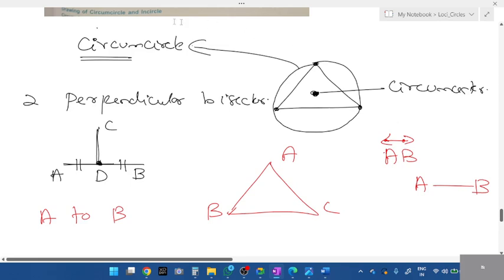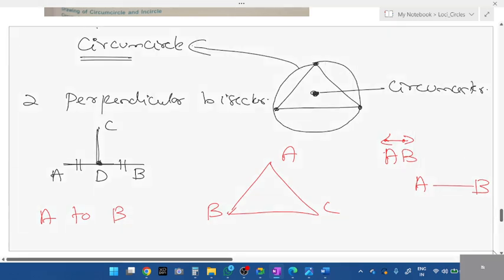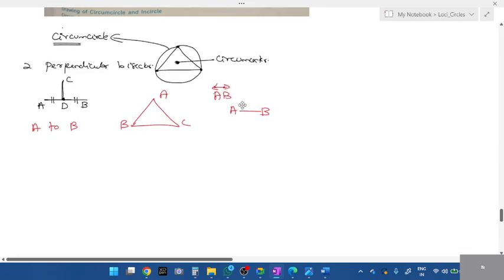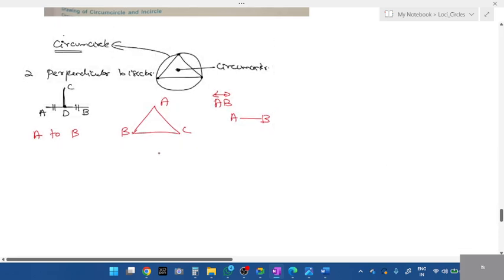First, circumcircle. You draw a triangle, whatever measurement they give, whether it is 60 degree, 135, 105. With all that, you draw a triangle and we use two perpendicular bisectors. Try to relate circumcircle with perpendicular bisector. Next, incircle.